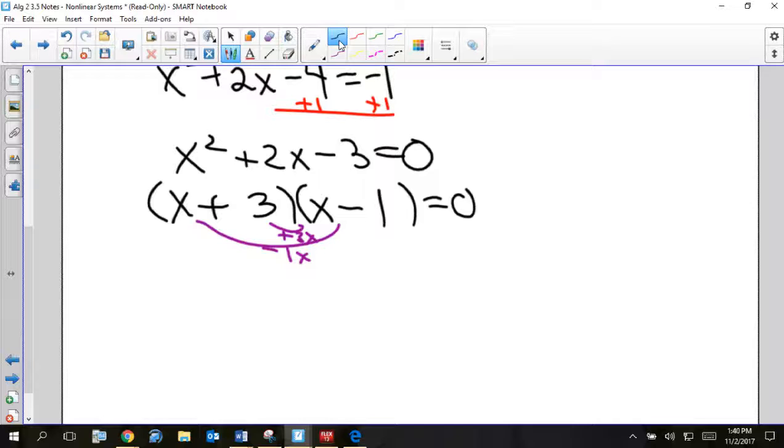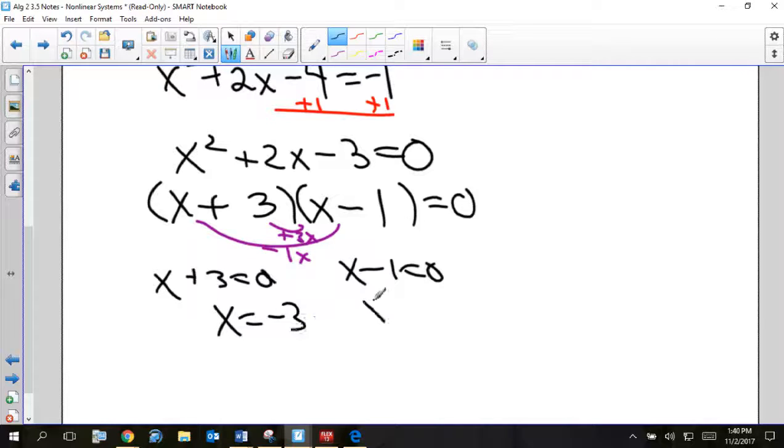Now, once I have it factored, how do I solve for x now? You put x plus 3 equals 0. X minus 1 equals 0. You set each factor equal to 0. And we get x equals negative 3 and x equals 1.